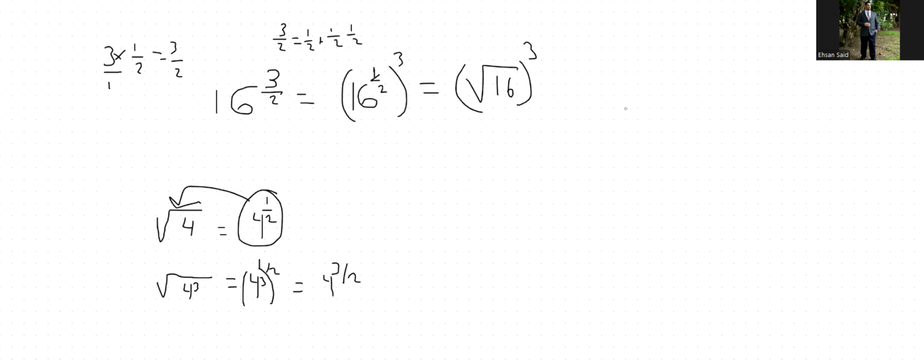Now remember the square root of 16. This is what you call a perfect square. Okay, square root of 16 is 4. Now you still have that 3. All right, so now we still have one more step to do, which is 4 to the third power. 4 to the third power, 64.